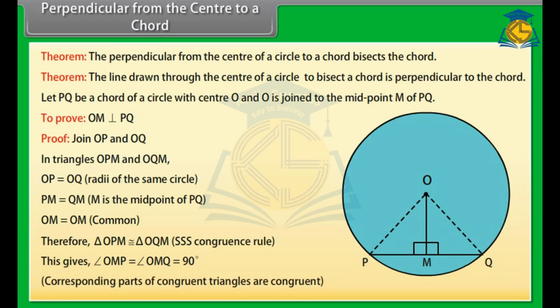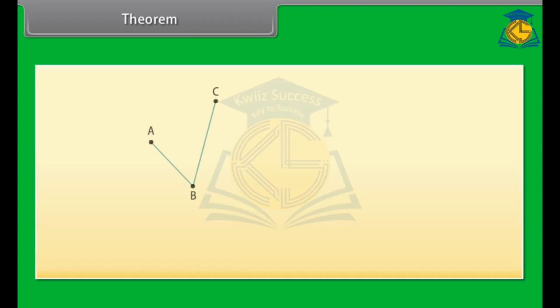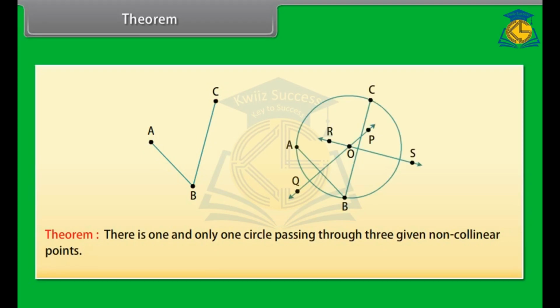This gives angle OMP is equal to angle OMQ, which equals 90 degrees, because corresponding parts of congruent triangles are congruent. Theorem. If we have three non-collinear points, then there is one and only one circle passing through the three given non-collinear points.